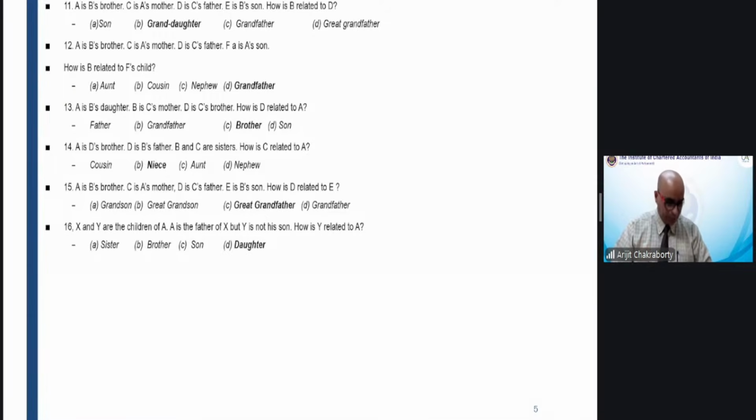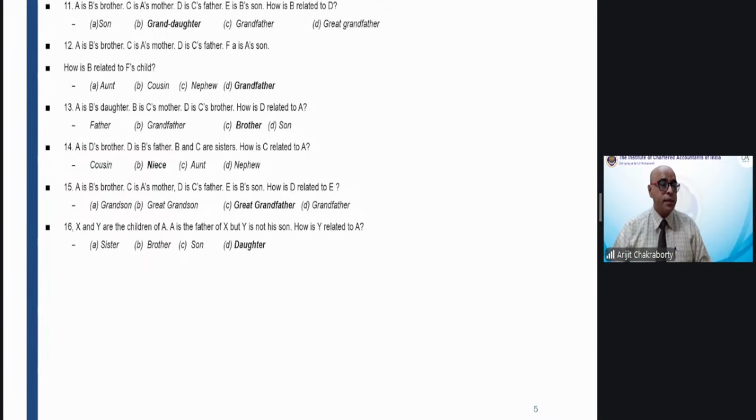X and Y are the children of A, and A is the father of X, but Y is not his son. Okay, so we talked about seating arrangement in the last session. We were analyzing and discussing several questions. You may please recall that when we were discussing the different statements given in seating arrangement, some of them were absolutely definitive statements. Some were comparative statements, और कुछ statement ऐसे थे जो कि negative, like C is not sitting beside A, ये negative statement. Here also you can see a type of negative statement.